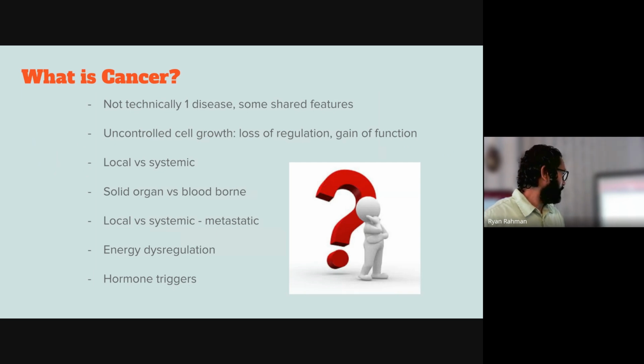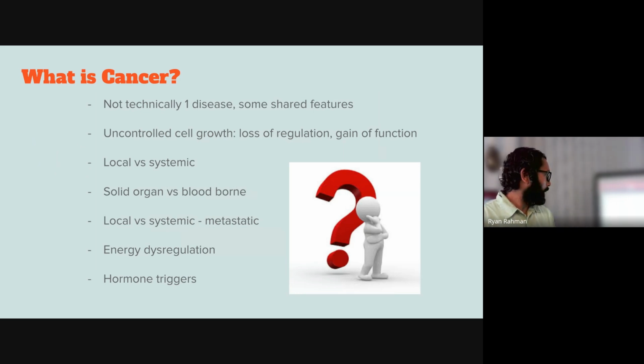Energy dysregulation. This just means that cancer doesn't use energy in the same way that other cells do. It tends to use glucose first and make a lot of byproducts, something called the Warburg effect. That's a common feature of cancer and ties into some ways that you could actually treat cancer.